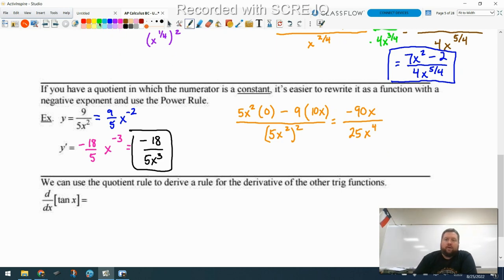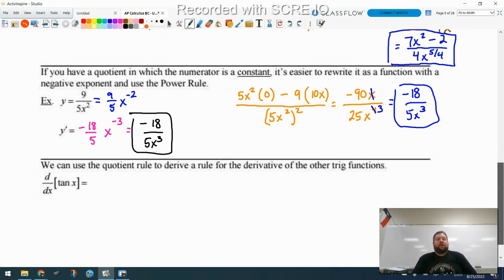Okay, so we're not quite to where our answer is over here. That's because we can simplify. This x cancels with one of these x's, leaving us with x cubed. And then 90 and 25 are both divisible by 5. So if we divide by 5, we get negative 18. Divide by 5, you get 5x cubed. Same answer, but a little bit more difficult. Certainly bigger numbers that you have to deal with.